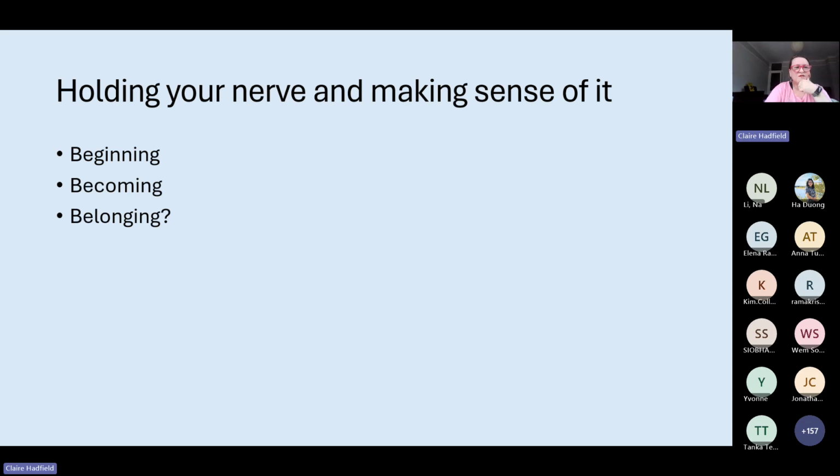I think if I were to be offering advice, it would be about holding your nerve. So thinking about what do I want to research? Why is it important? How am I going to go about it? And I thought about these three phases of becoming a researcher.